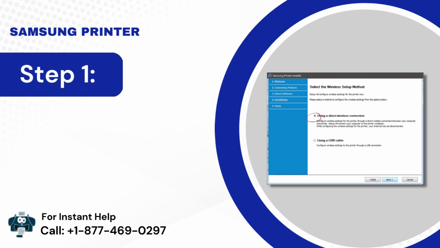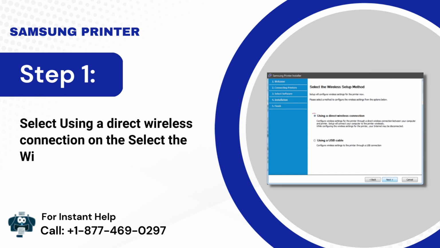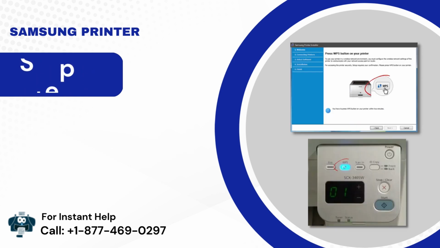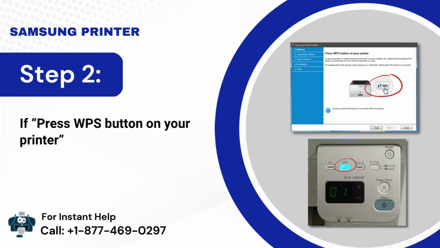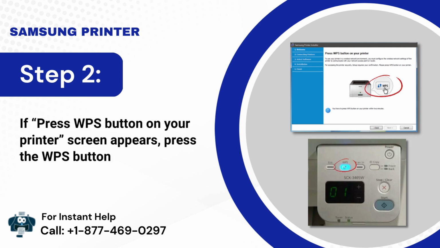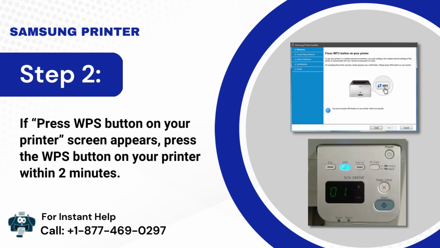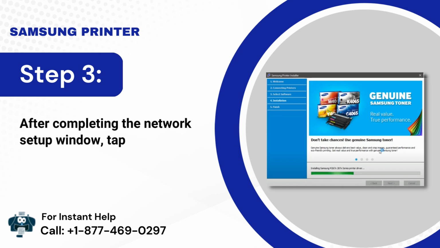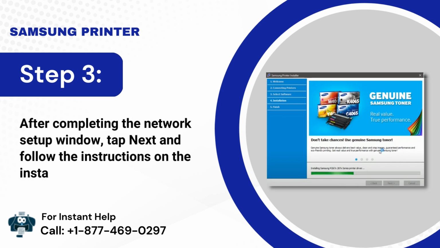Step 1. Select using a direct wireless connection on the Select the Wireless Setup Method screen, then click Next. Step 2. If the press WPS button on your printer screen appears, press the WPS button on your printer within 2 minutes. Step 3. After completing the network setup window, tap Next and follow the instructions on the installation window.